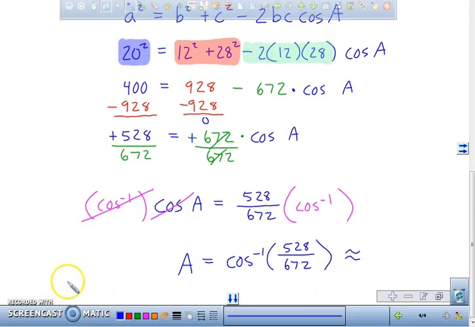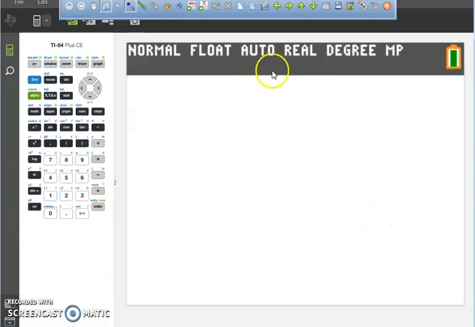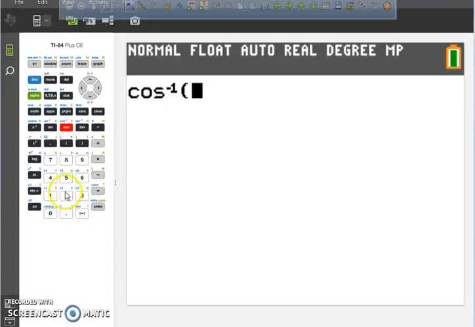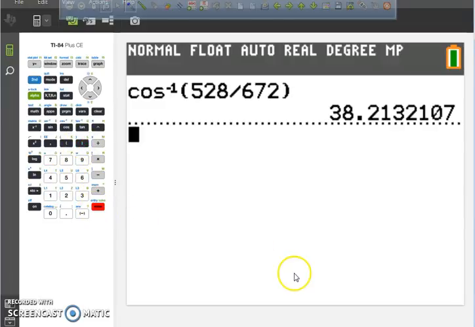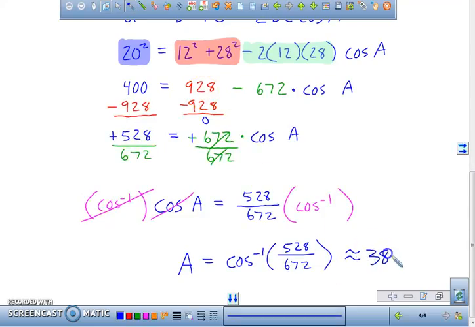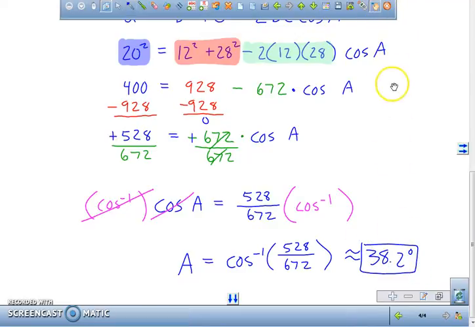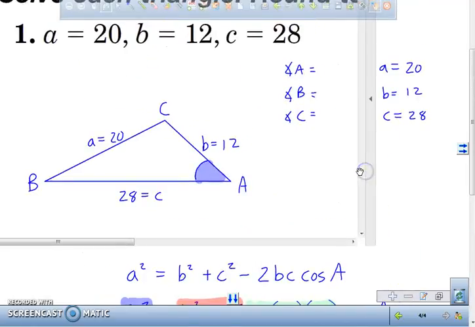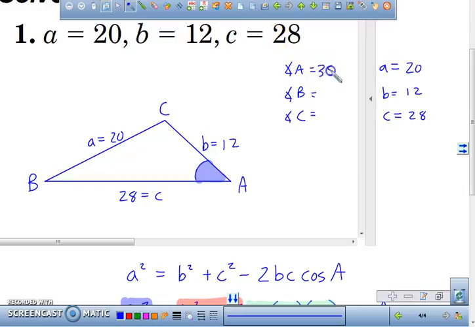So I'm going to go and turn my graphing calculator on. All right. So here we go. Now that we have the calculator going, I'm going to hit second cosine. And what number am I going to put in the numerator? 528. 528 divided by 672. Close parentheses. Enter. And what do we get? 38.36. All right, so it's about 38.2. We'll round to the nearest tenth, 38.2 degrees. So right here, for angle A, I'm going to write we have a 38.2 degree angle. That's the measure of angle A.